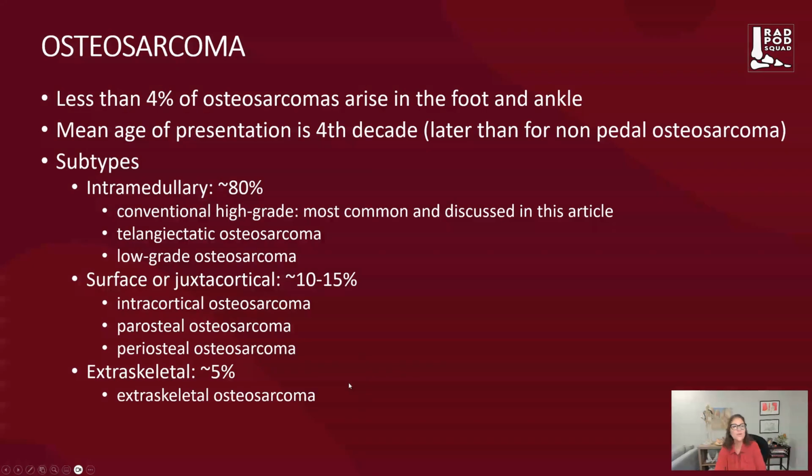For osteosarcomas, less than 4% of osteosarcomas arise in the foot and ankle, and the mean age of presentation is the 4th decade, which is later than for non-pedal types of osteosarcoma. The subtypes: intramedullary or conventional, around 80%, surface lesions around 10 to 15%, and extraskeletal less than 5%.